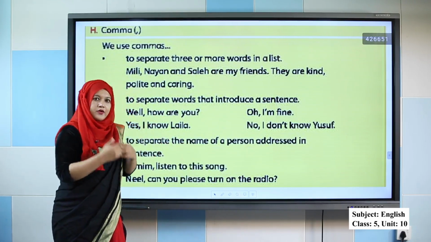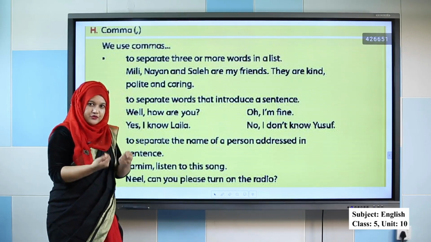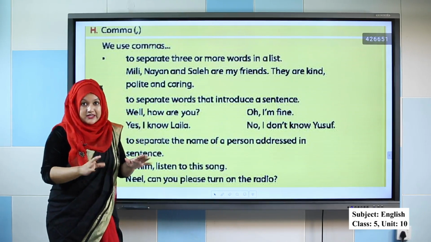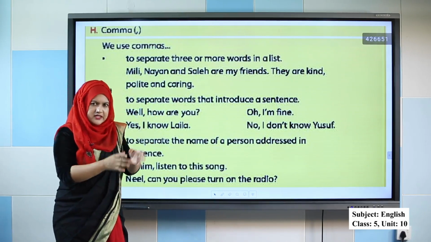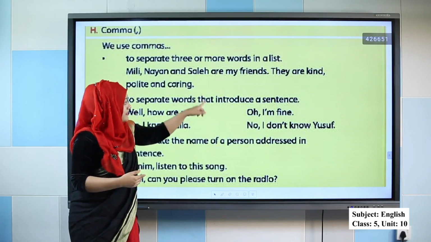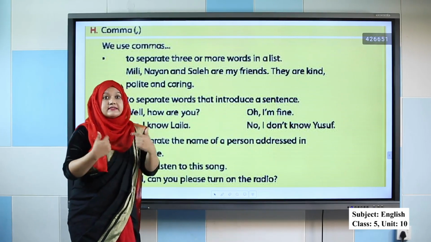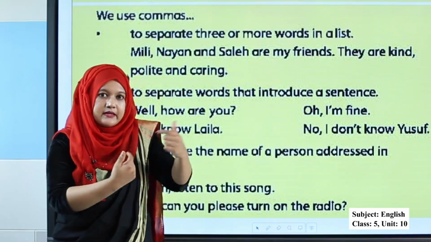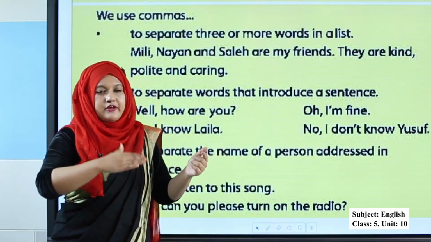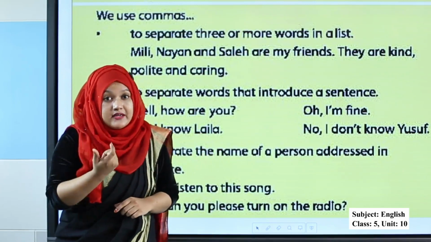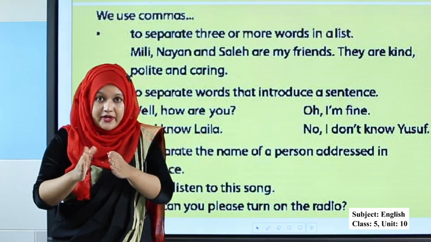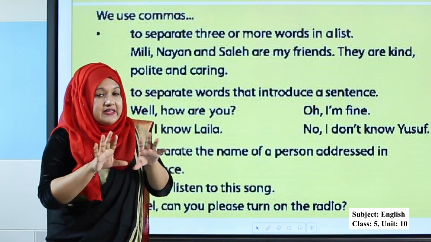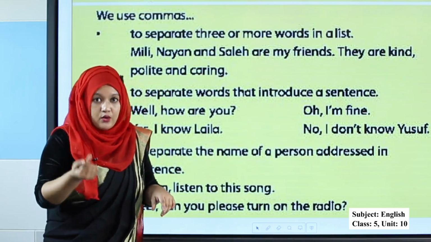Okay. Then, what is the rule? The second rule to use comma? The second rule is to separate words that introduce a sentence. That means when a sentence is going to be started, if there is a single word, we need to separate it from the sentence that is introduced. So, we separate that word with comma.